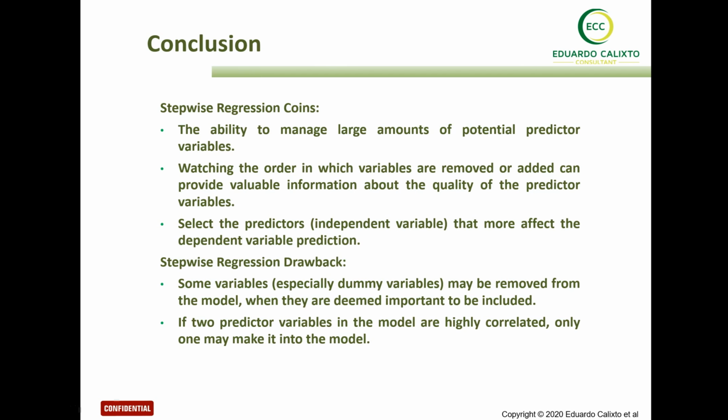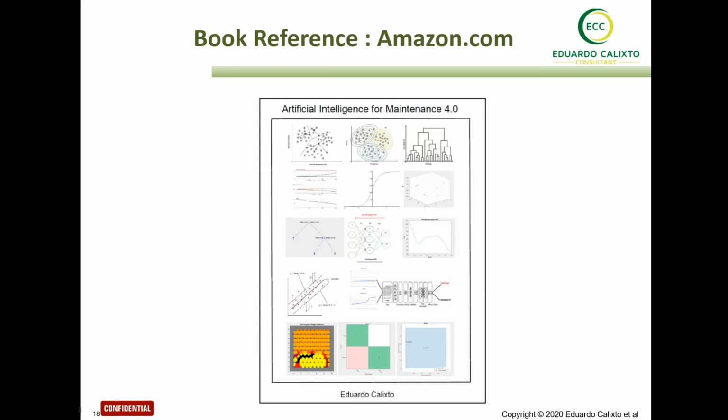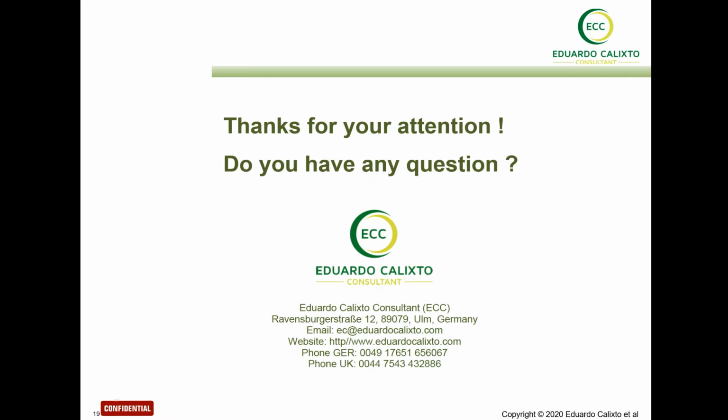Okay, so these regression methods, the stepwise regression methodology, are described in the book Artificial Intelligence for Maintenance 4.0 in chapter 7. You can take a look at it if you have some questions or issues with these methods later on. So thanks again for your attention. If you have some questions, just send them to me, and let's move to the next model.